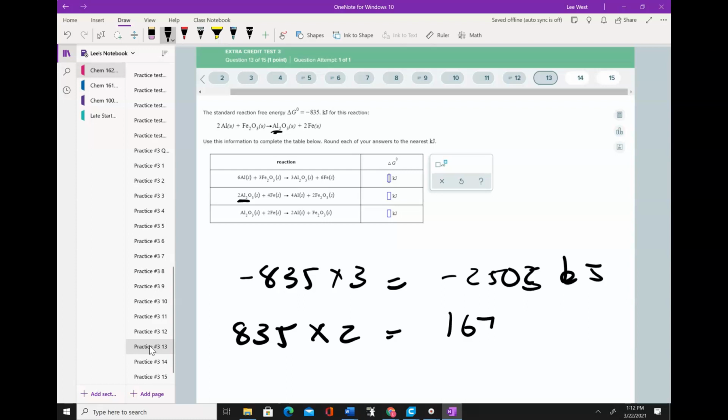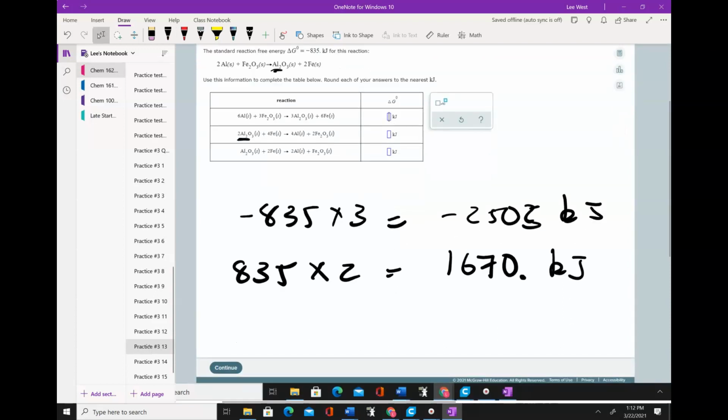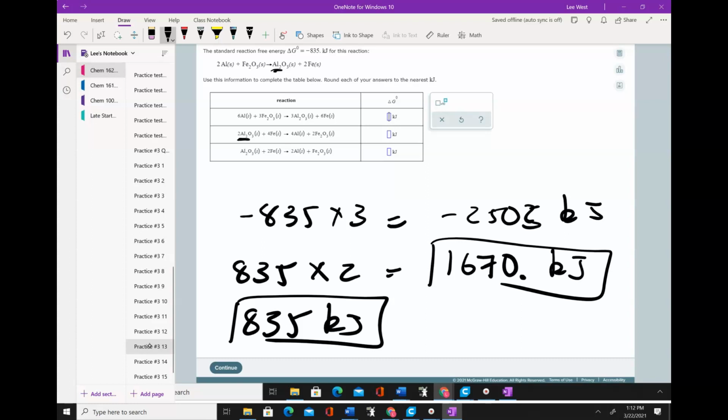So 1670, and it needs a dot on the end for the sig figs to make that trailing 0 count. And then in the last one, it looks like we just flipped it. So it just becomes 835. We just changed the sign because all we did was flip it. All right, there we go.